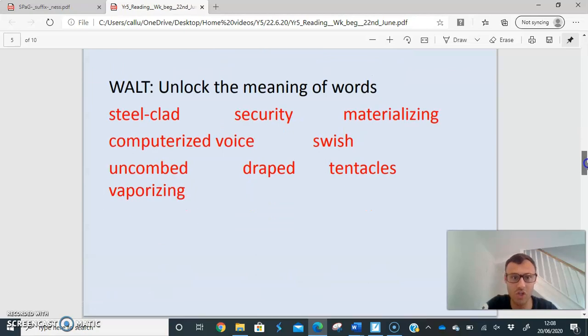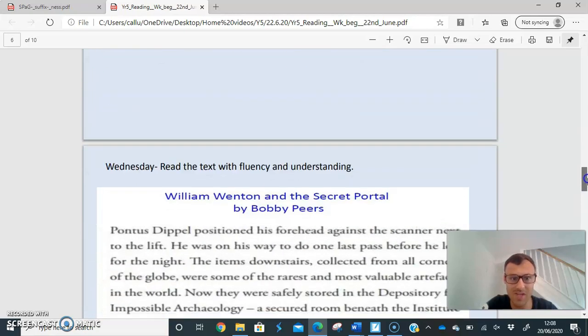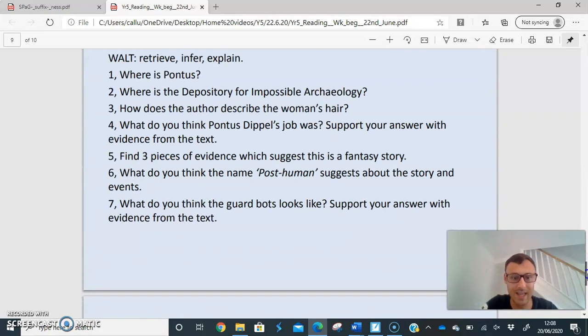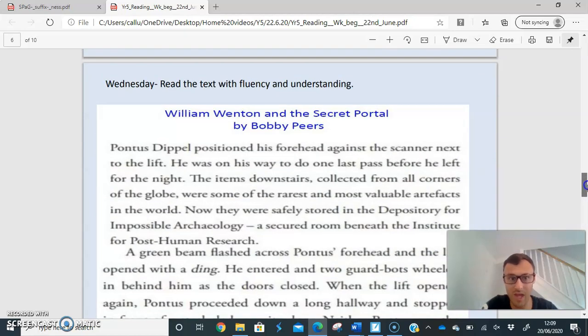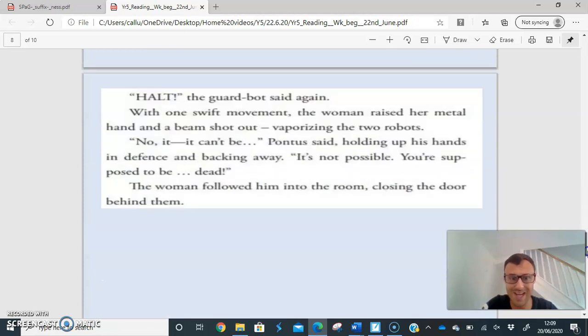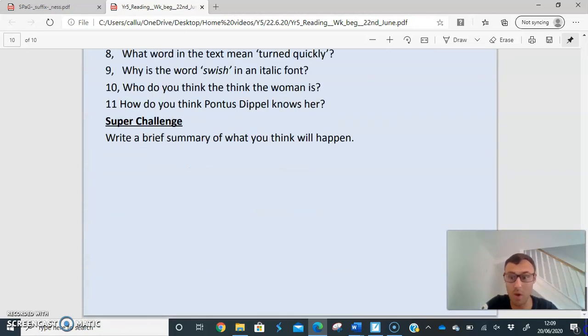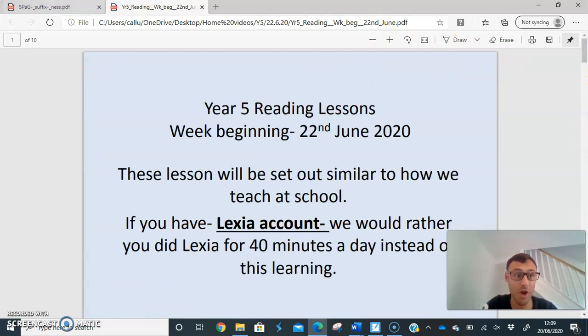Unlock the meaning of the words. Tuesday, unlock the meaning of the words, and then you've got the text, read it, and then you've got some more words to unlock that you've worked on in there, read the text, fluency, understanding, so make sure you understand it. And then Thursday and Friday, you've got some questions based on those and send it to us on Friday.